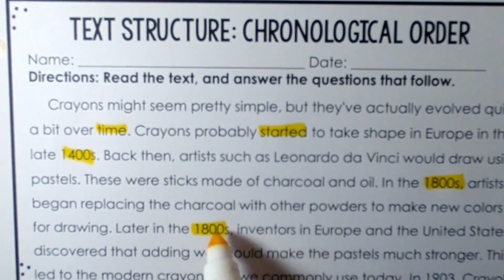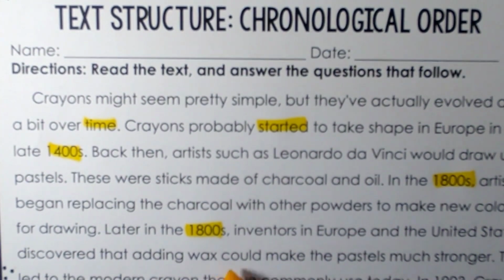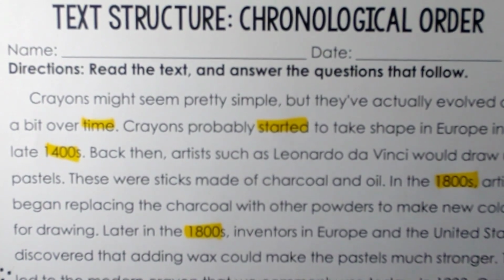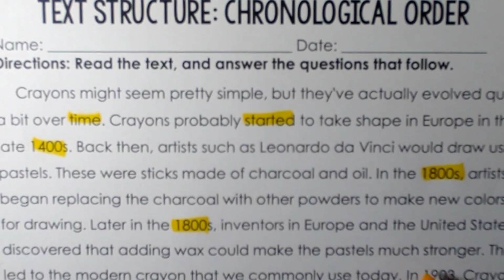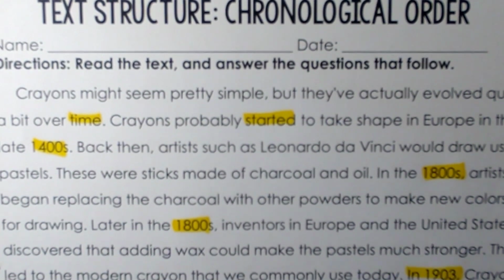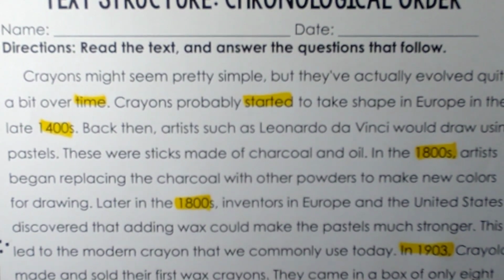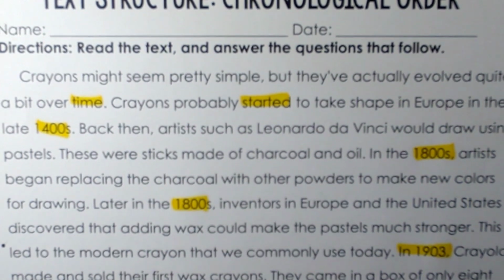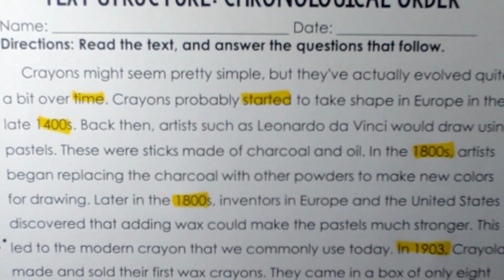Later in the 1800s, so that happened next, inventors in Europe and the United States discovered that adding wax can make the pastels much stronger. In 1903, Crayola made and sold their first wax crayon. They came in a box of only 8. In the last 100 years, dozens of other companies have started producing crayons too.